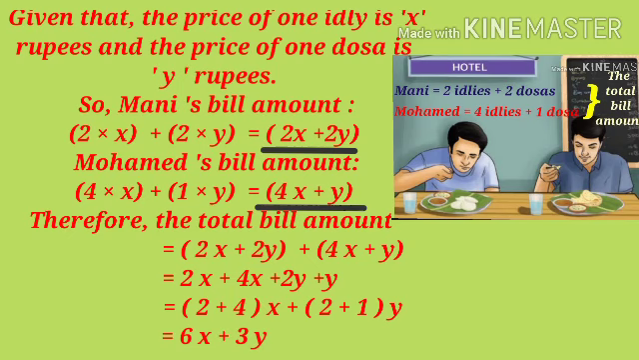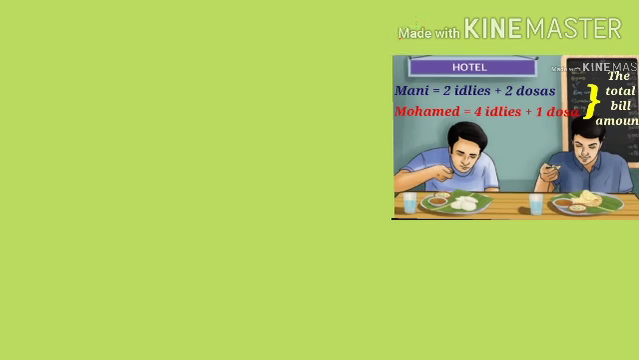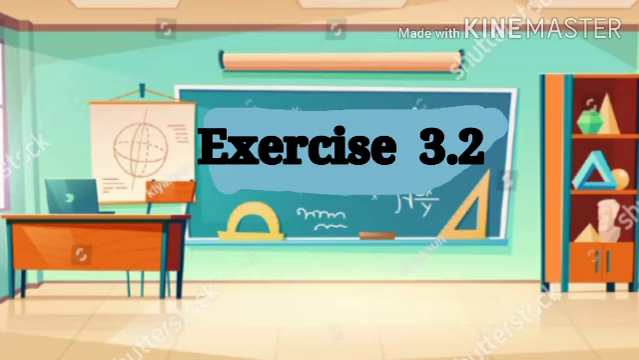Now, we have to arrange the like terms separately. That is 2X plus 4X plus 2Y plus Y. We know that to add like terms, we have to add the coefficients alone. So, the coefficients of X are 2 plus 4 and the coefficients of Y are 2 plus 1. So, we get 2 plus 4 is 6X and 2 plus 1 is 3, which is 3Y. Therefore, the total bill amount is equal to 6X plus 3Y. Now, let us do exercise 3.2 problems.